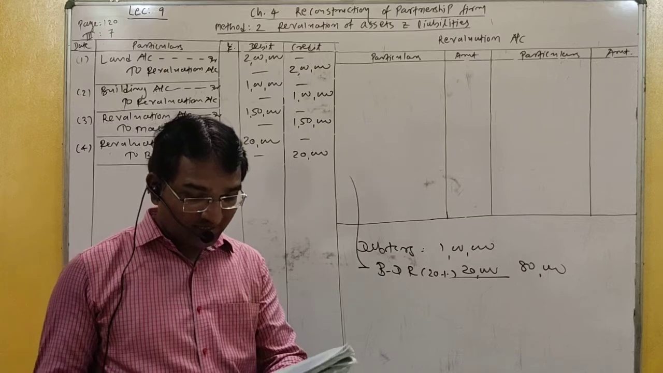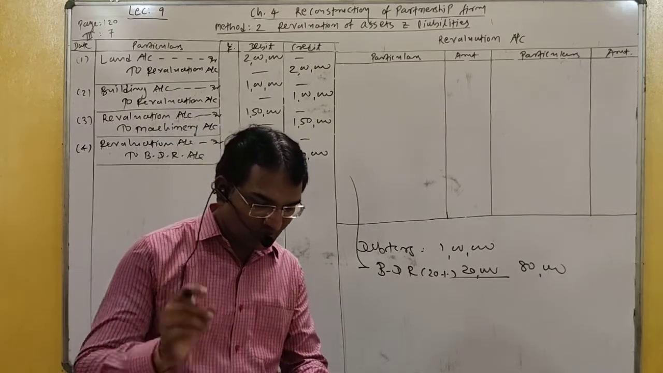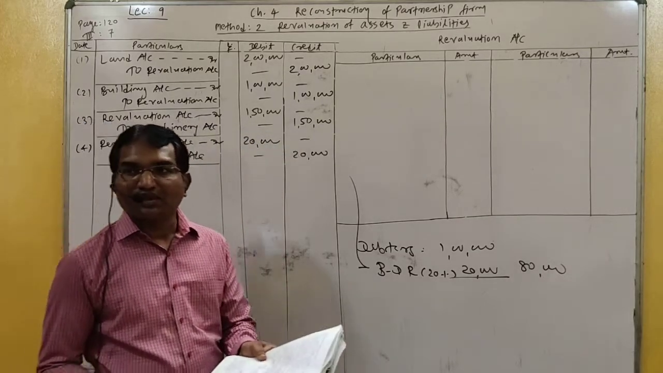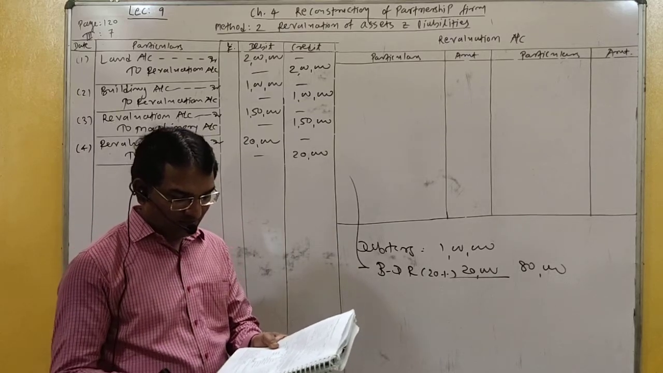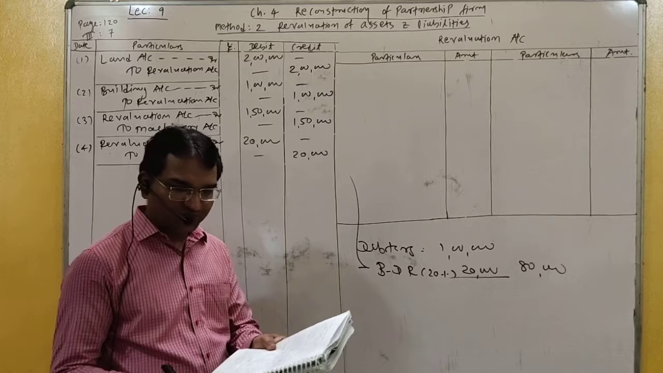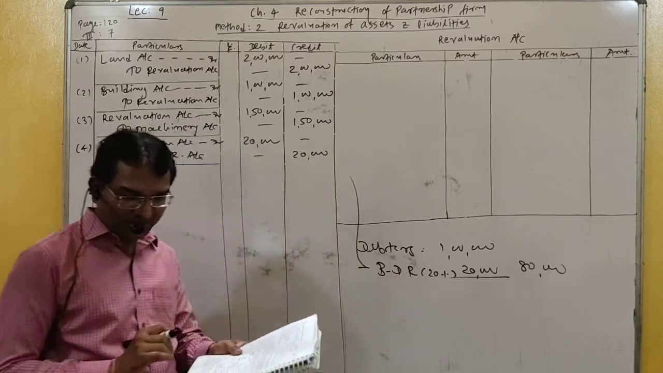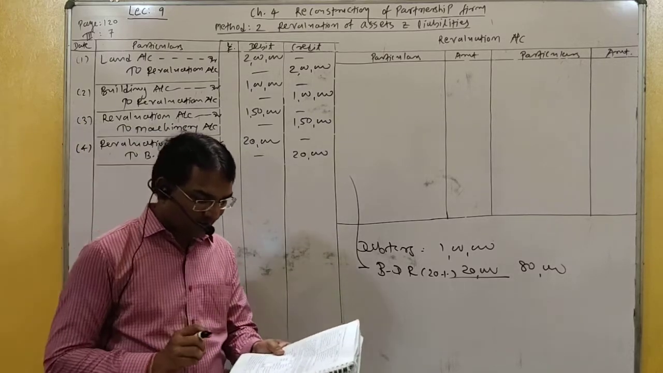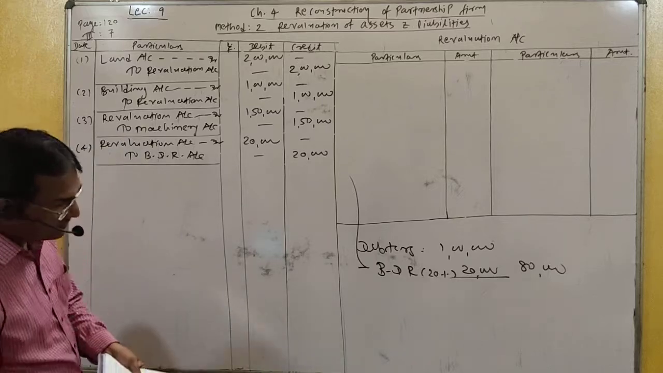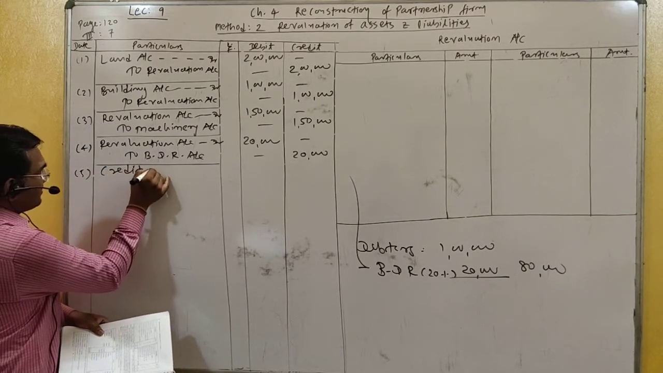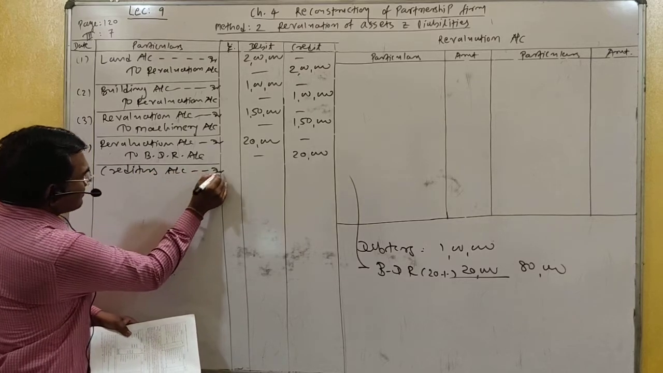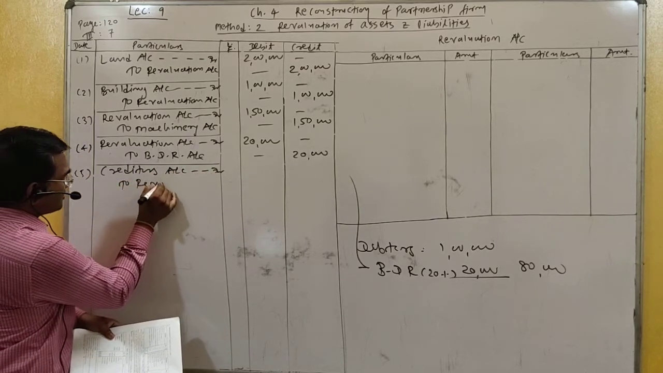Fifth adjustment, creditor amount of rupees 10,000 is not to be paid. Not to be paid means in future creditors are not to be paid, meaning a reduction. And if the creditor reduces, creditor is a liability, so creditor account debit to revaluation account. Creditor account debit to revaluation account.